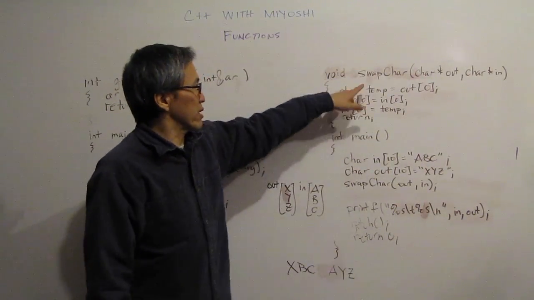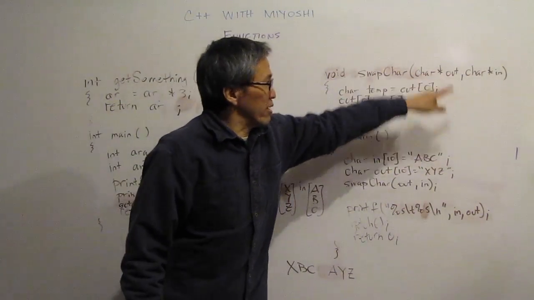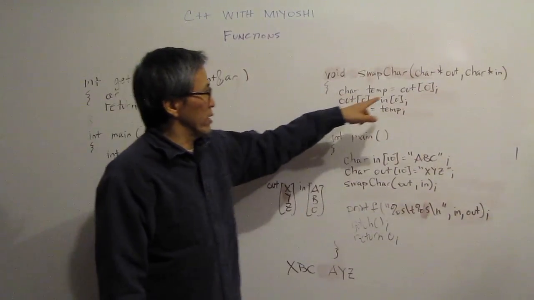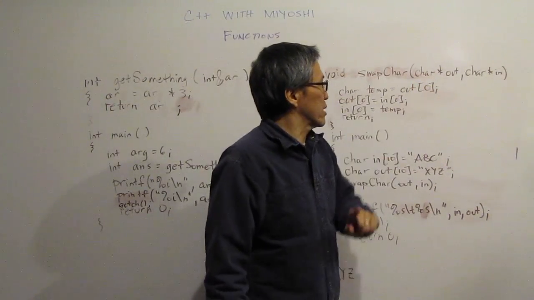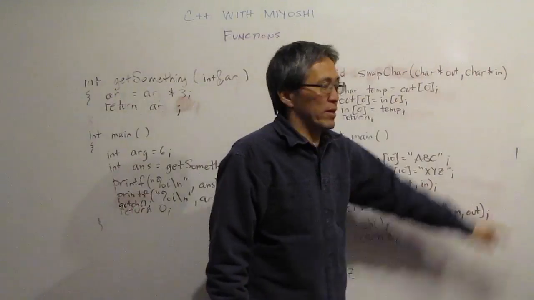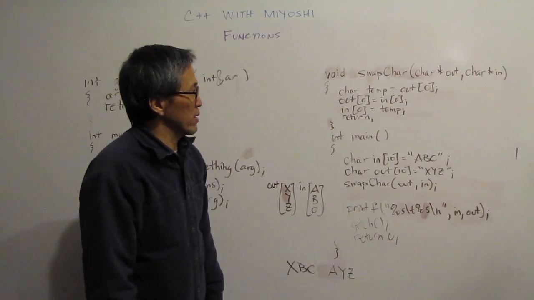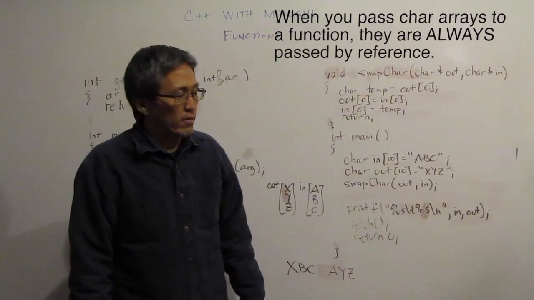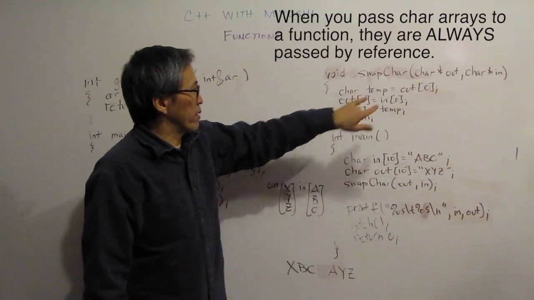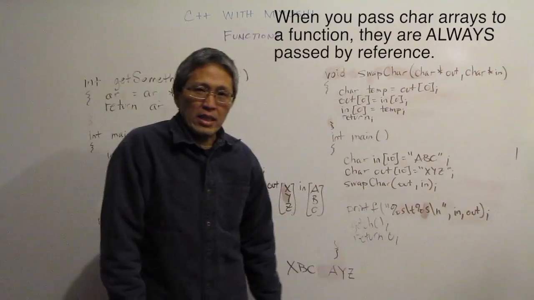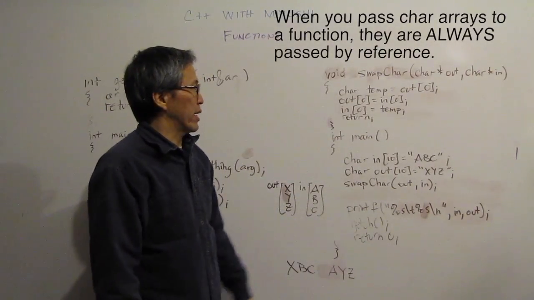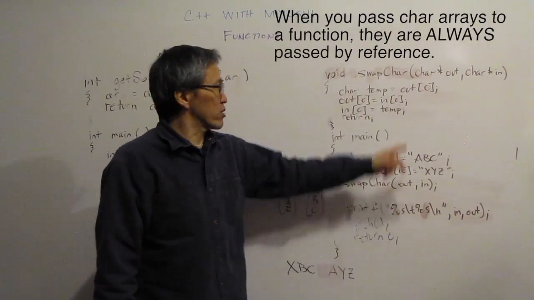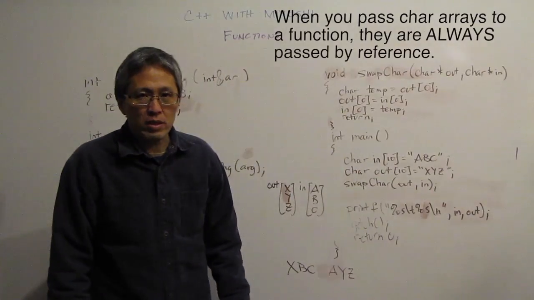But this character function, what it's going to do is take an output character array and an input character array, and all I'm going to do is swap just one character. So you may recall that you can address individual items in a character array just like they were single characters, and so that way my assignment works.